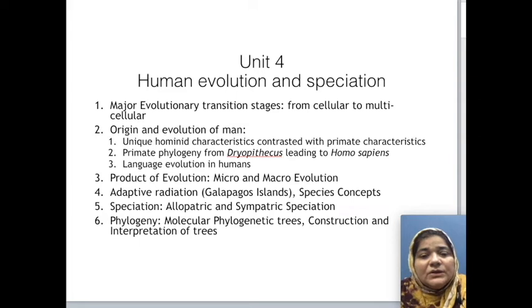So, in this unit, you will once again review the geological clock, the major evolutionary transition stages we will be studying from cellular to multicellular, and then the very, very interesting aspect of the origin and evolution of man. You know, the cornerstone of believing in evolution is that man has evolved from lower species, and that man has these very close relatives, phylogenetic relatives, in other species groups. So, in order to better appreciate it, we will study the unique hominid characters, and we will contrast them with the primate characters, how amongst the primates something called humans could shape, and in how much time and how they evolved.